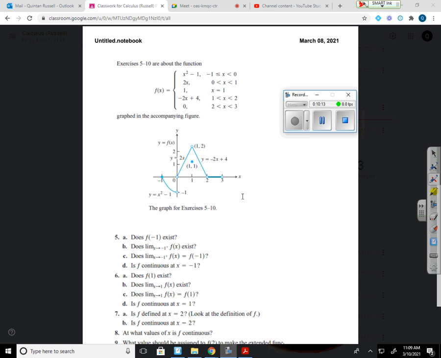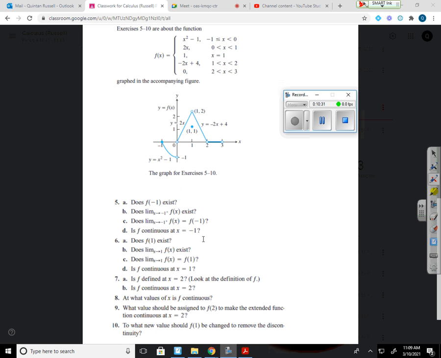Number 7, is f defined at x equals 2? No. The reason it's not defined at x equals 2 is because I have a less than and a greater than, but no equal to. Is f continuous at x equals 2? No. There's a hole here with no replacement.